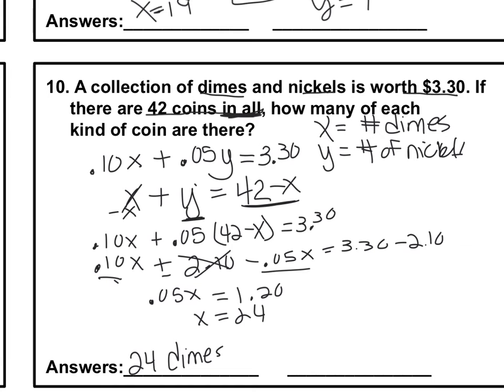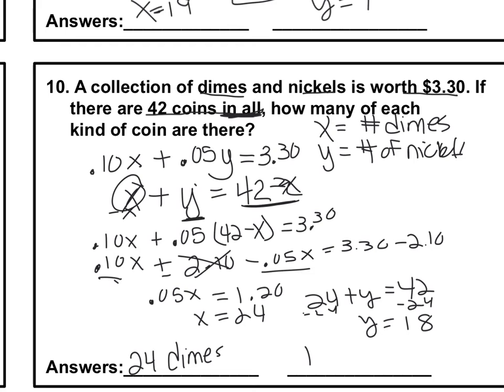And I'm going to plug in 24 here. So 24 plus y equals 42. I'm looking at my original equation, okay? And I'm going to subtract 24 from both sides. So y equals 18. So I got 24 dimes and 18 nickels. Okay?